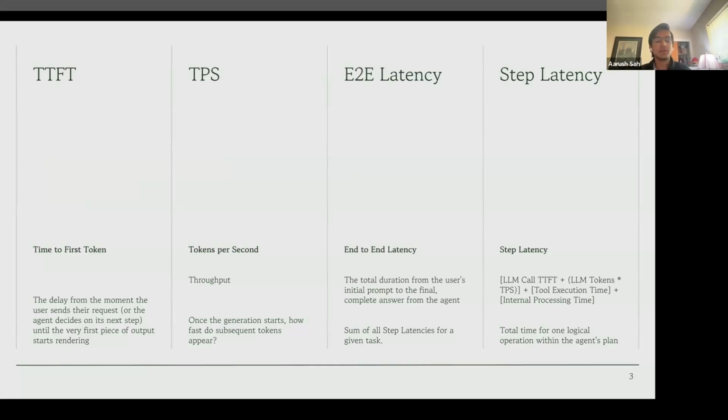So TTFT is time to first token. A lot of you might know what this is. This is the delay from the moment that the user sends the request or the agent decides its next step until the very first piece of output starts rendering, right? This includes everything, which is receiving the request, building the prompt, calling the model, starting to generate. From our testing, users start to feel frustrated around the 500 millisecond to 1 second mark when it comes to time to first token.